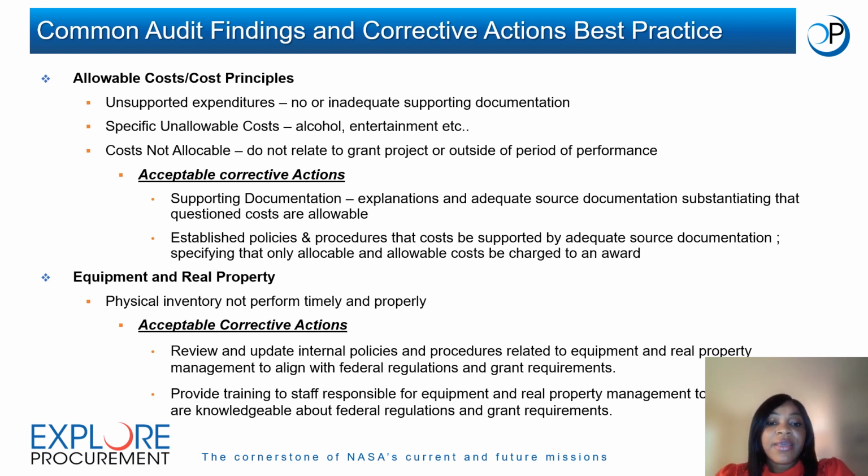The second type of finding is related to equipment and real property, and this normally occurs when the physical inventories are not performed timely or properly. An acceptable corrective action plan for this type of finding would be for the recipient to review and update their internal policies and procedures that are related to equipment and real property to align with the federal regulations and grant requirements. Secondly, the recipient can provide training to their staff who are responsible for equipment and real property management to ensure that they are knowledgeable about federal regulations and grant requirements.